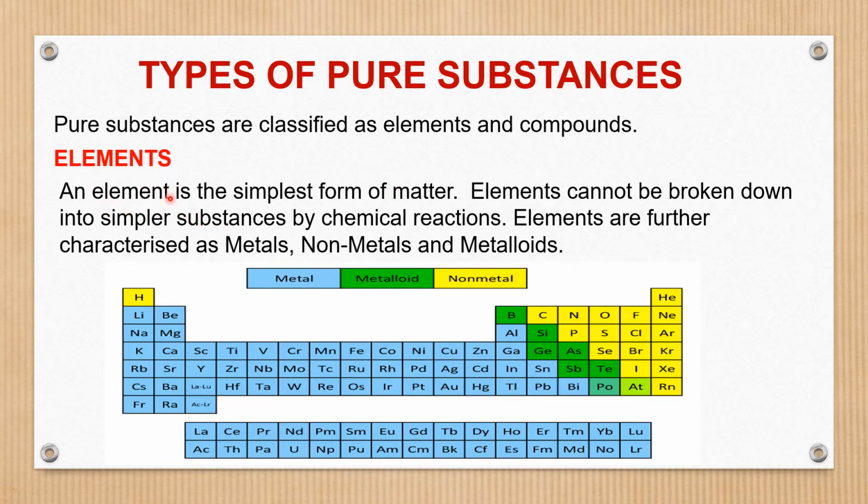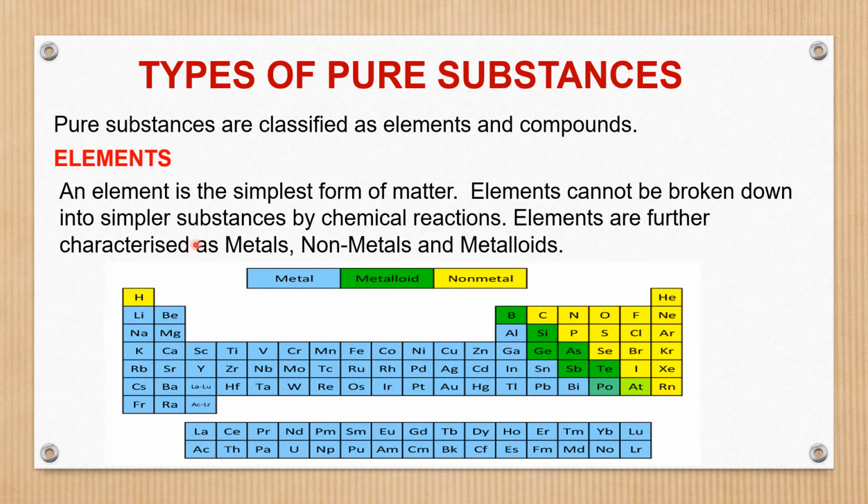And Antoine Laurent Lavoisier, a French chemist, gave the definition of an element. What is the definition of an element? An element is the simplest form of matter. Elements cannot be broken down into simpler substances by chemical reactions. So an element is the simplest form of matter, and it cannot be broken down into simpler substances by chemical reactions.